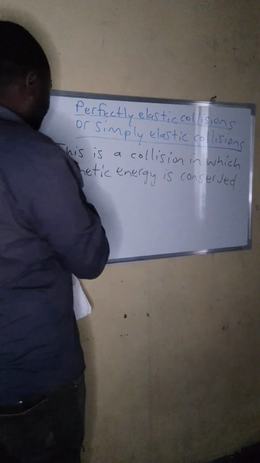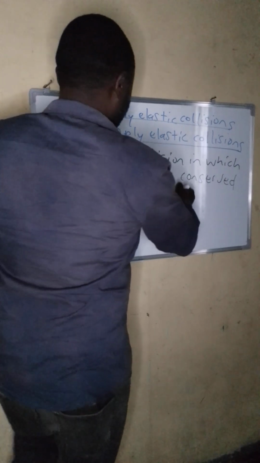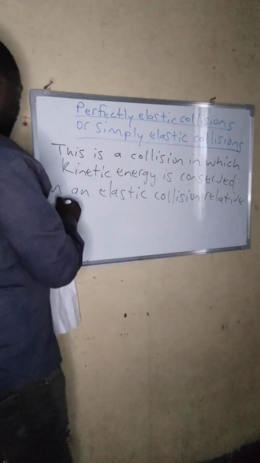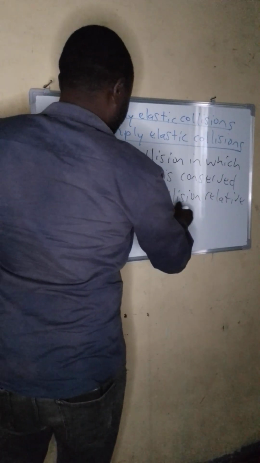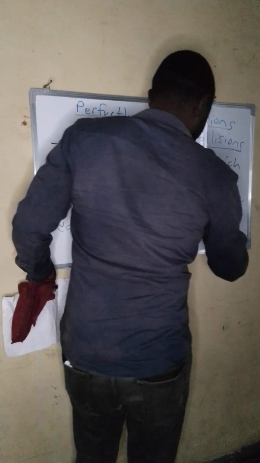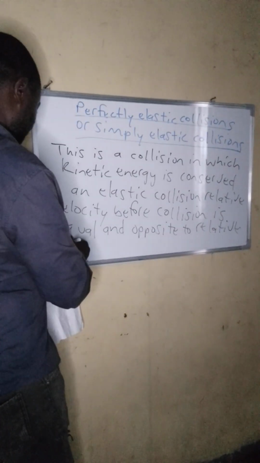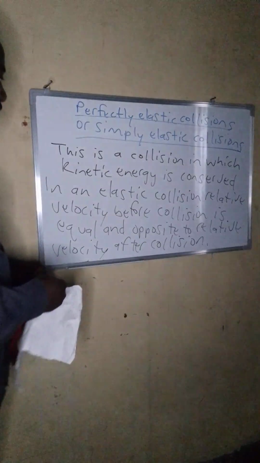Also, in an elastic collision, the relative velocity before collision is equal and opposite to the relative velocity after collision.